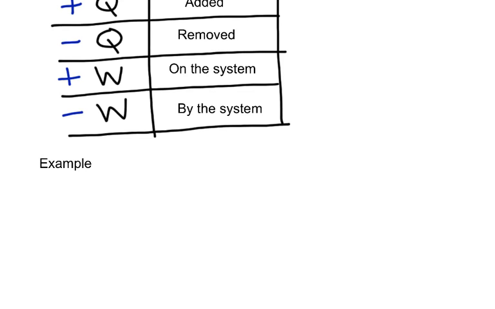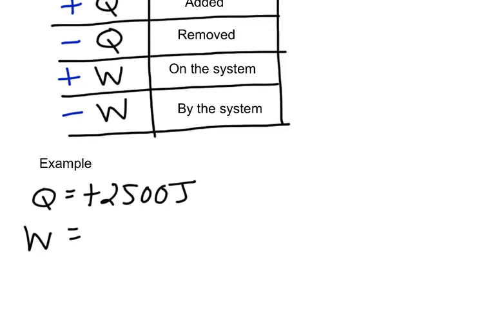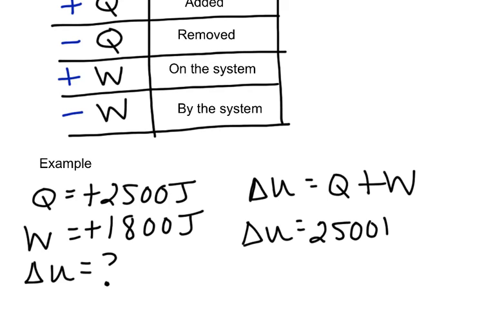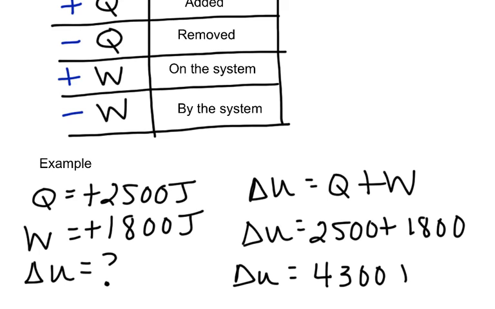Let's do a quick little example. Let's say we have heat being added to a system of 2,500 joules. We have work being done on the system of 1,800 joules. So that's plus because the work is being done on. And the question is, what is the change in internal energy? The first law of thermodynamics says the change in internal energy is equal to Q plus W. So my delta U will be a positive 2,500 joules plus a positive 1,800 joules. And so my delta U is a value of 4,300 joules.